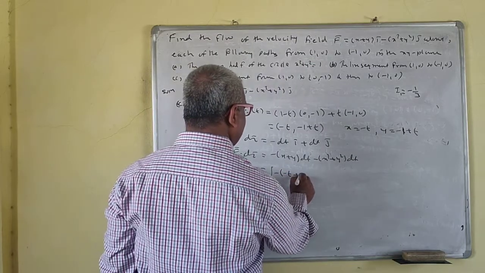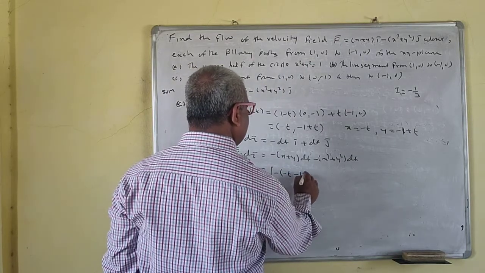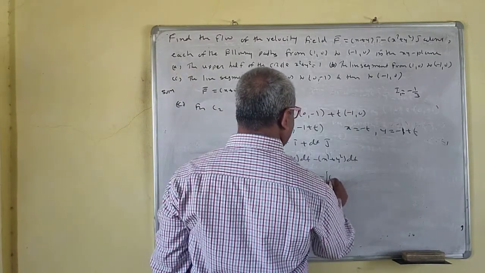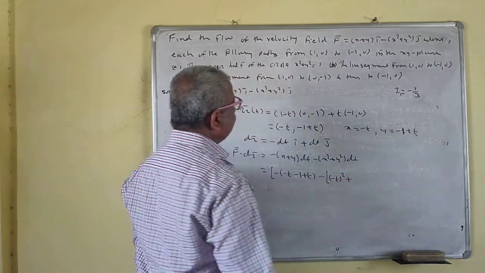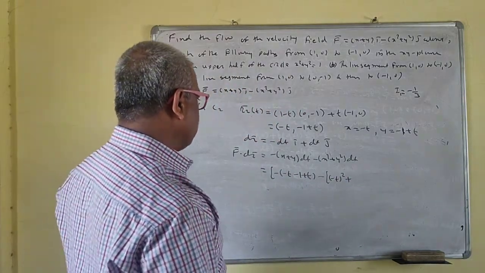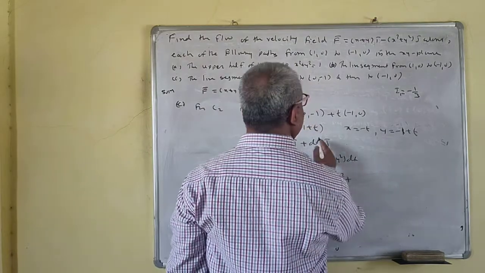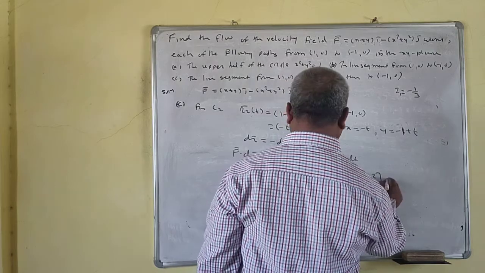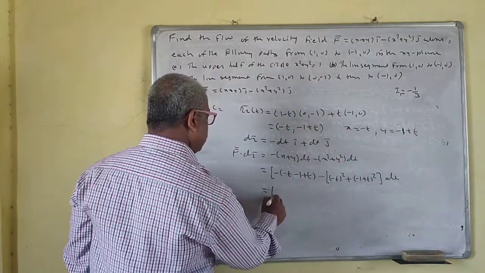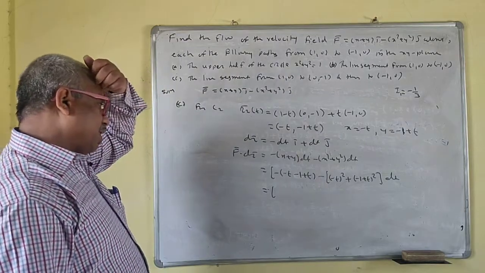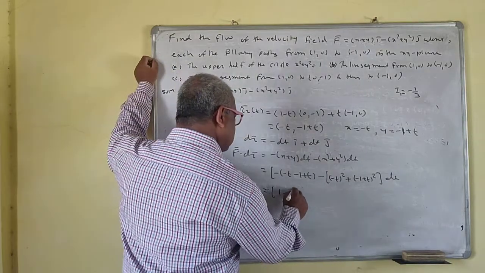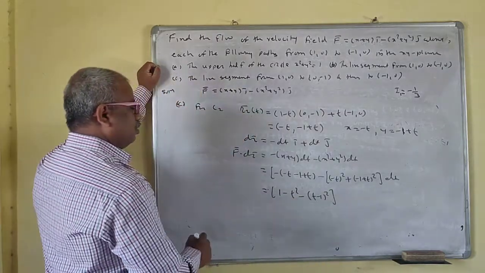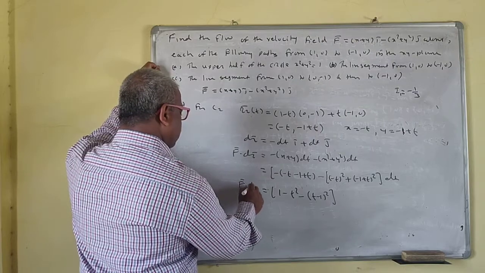and y is minus 1 plus t. Minus x square: x square is minus t square, plus y square. Y is minus 1 plus t, squared. Okay, so dt is common and gets cancelled. This is 1 minus t square minus t minus 1 square. So this is f bar dot dr bar.